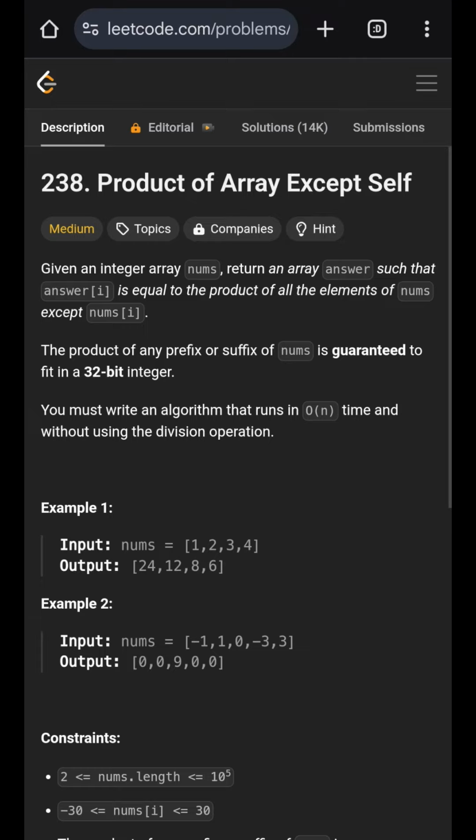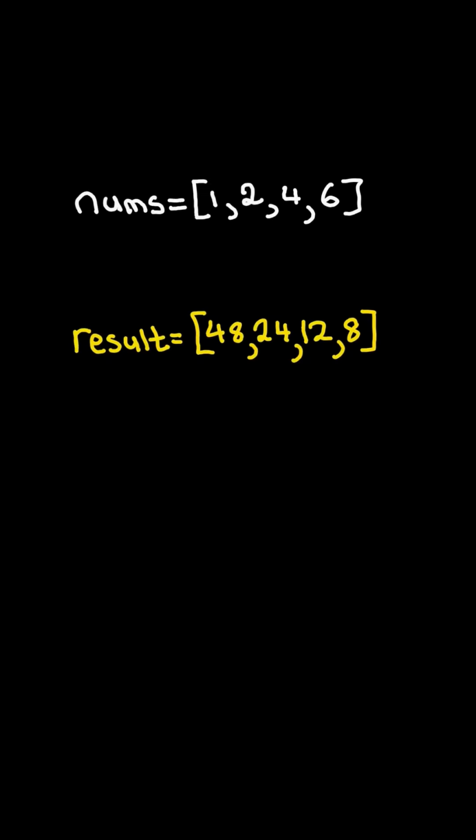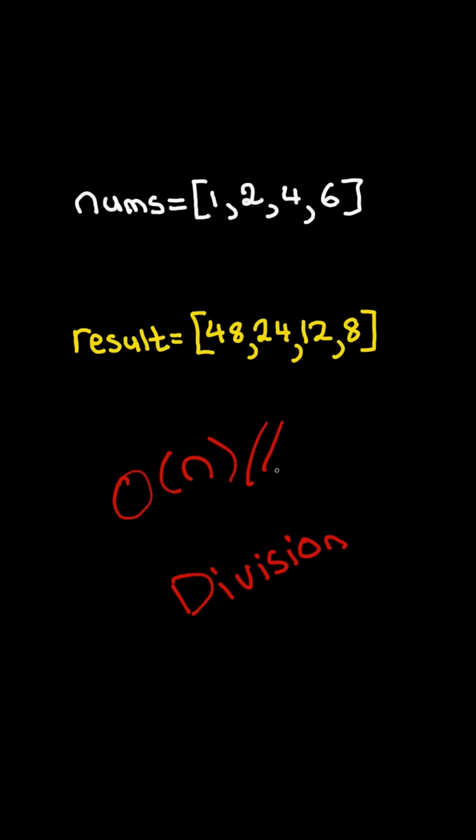Product of array except self. We want to return a result, where result at i is the product of all the elements of nums except nums at i. We can solve this in O of n time and without using the division operator.